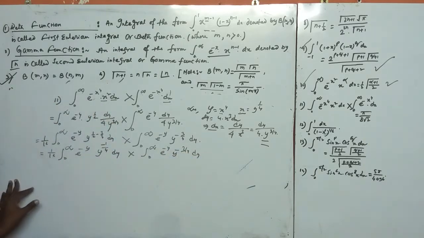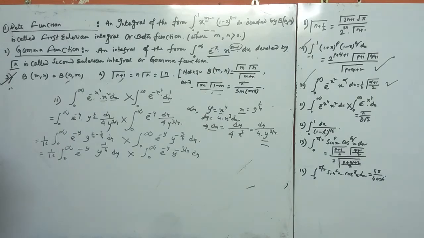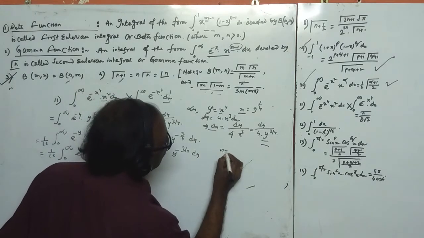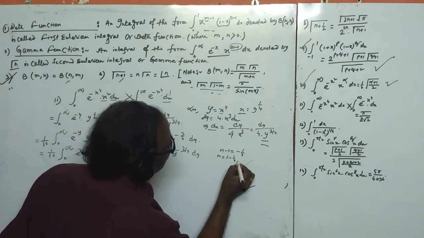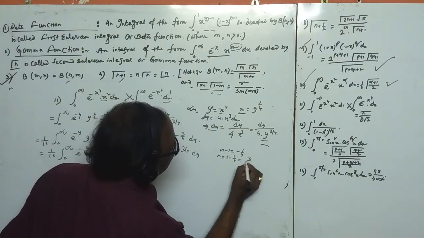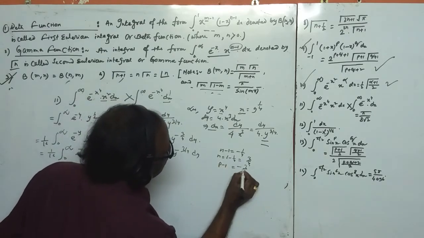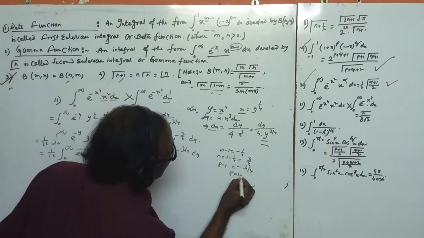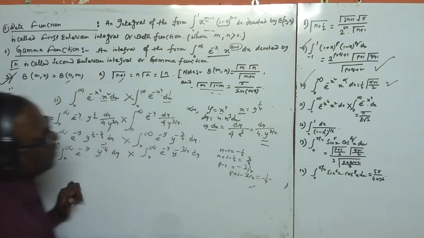So the first exponent here is minus 1 by 4 and the second is minus 3 by 4, but we can always express it in the n minus 1 pattern. Now let us assume n minus 1 is equal to minus 1 by 4, so n equals 1 minus 1 by 4, that is 3 by 4. If p minus 1 is equal to minus 3 by 4, so p is equal to 1 minus 3 by 4, taking LCM 4, that is 1 by 4.